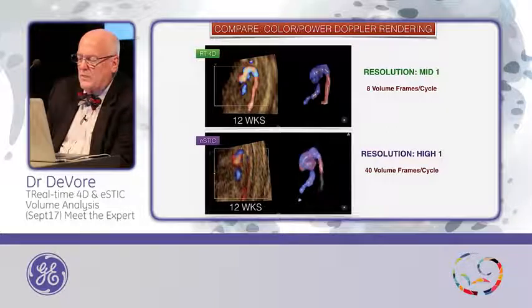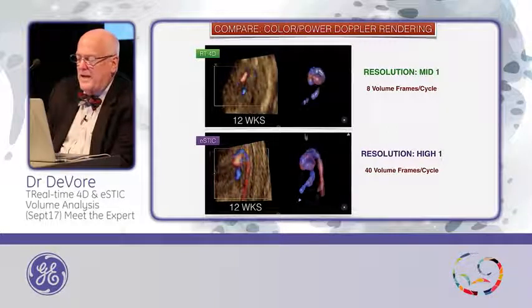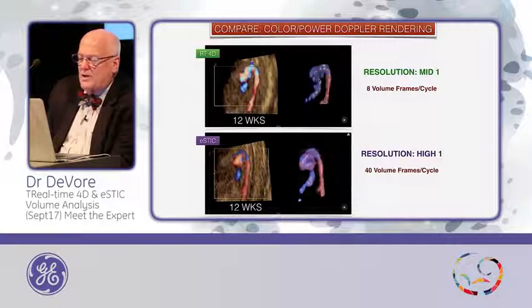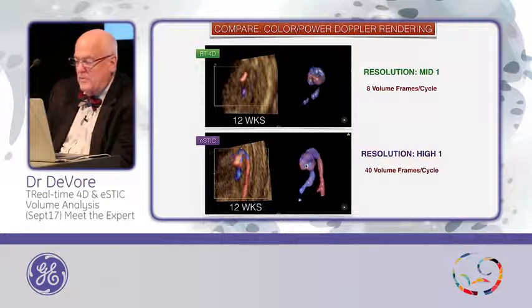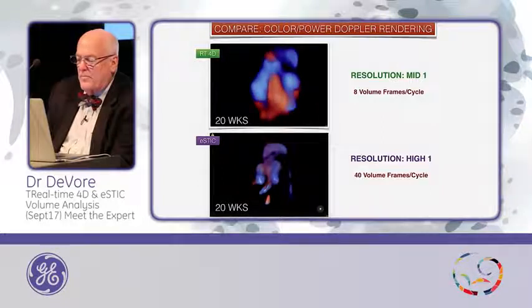Now here's again the rendered image. This is a low frame rate. See how it's just kind of jumping around. That's why I wouldn't use that with a real-time 4D, but certainly with the eSTIC we would do that. And the same thing right here.